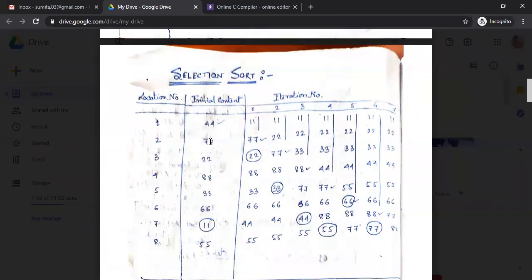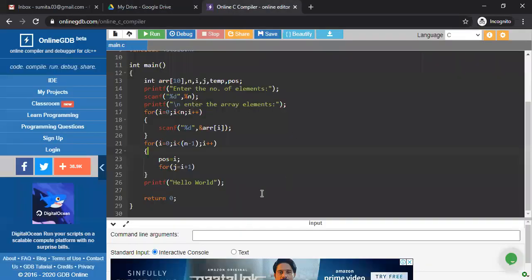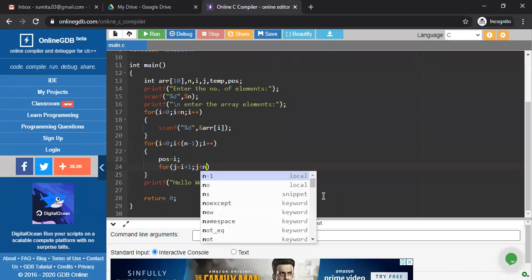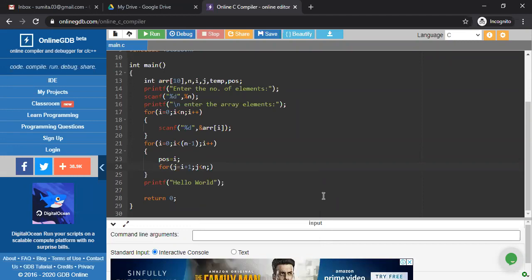Then we execute the loop from ARR1 to ARRn or n minus 1, whatever it is. So our J loop is starting from I plus 1, ending with J less than n. Why not less than or equal to n? I am telling you that. First, consider one by one. So J plus plus. This loop is executed for finding out the smallest one.